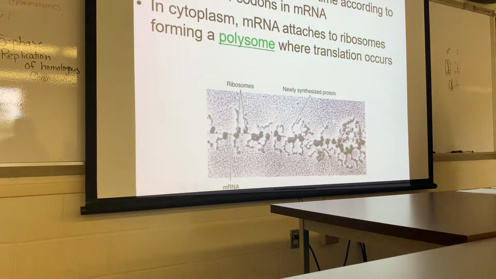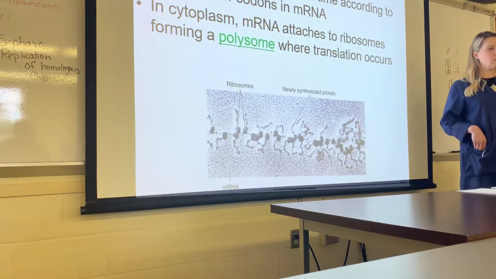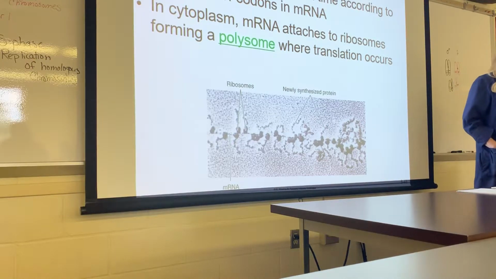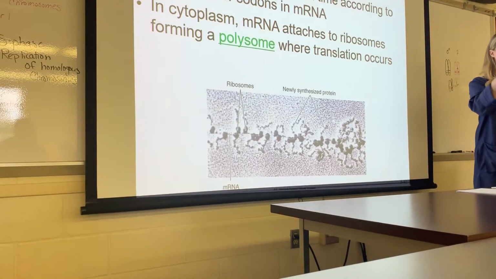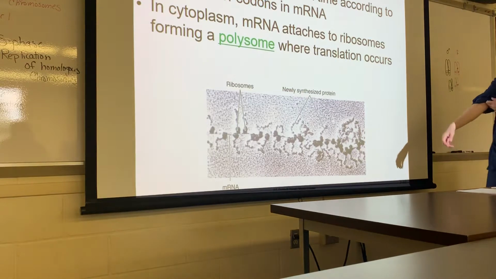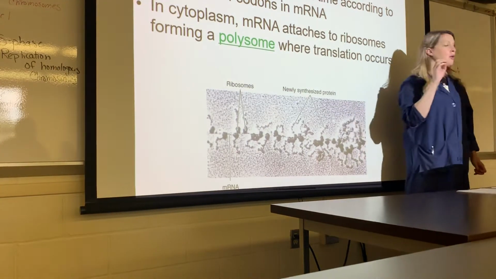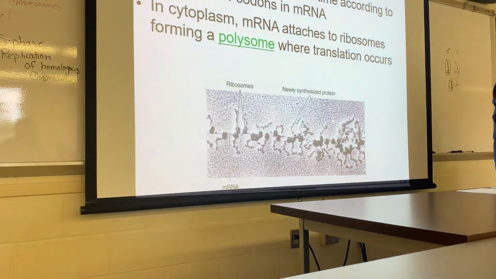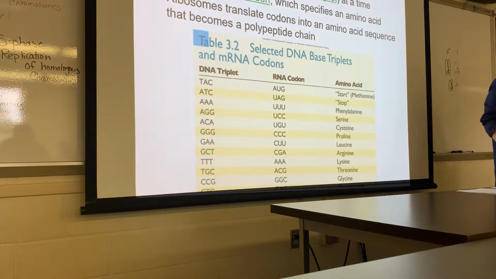Okay, so protein synthesis occurs in the cytoplasm or in the rough ER on a ribosome. One amino acid is going to be linked to another amino acid one at a time, according to the sequence of codons in messenger RNA. In the cytoplasm, when the messenger RNA attaches to the ribosome, we call this a polysome, and that is where the protein synthesis will occur, or translation, as it's known.